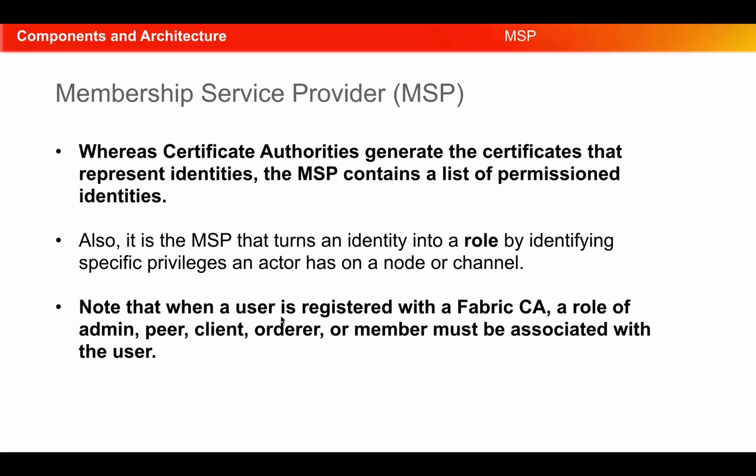So note that when a user is not registered with a Fabric CA, a role of admin, peer, client, orderer, or member must be associated with the user. So these are the default roles that we have seen in the previous lecture. So when a user is registered, one of these has to be associated with the user.